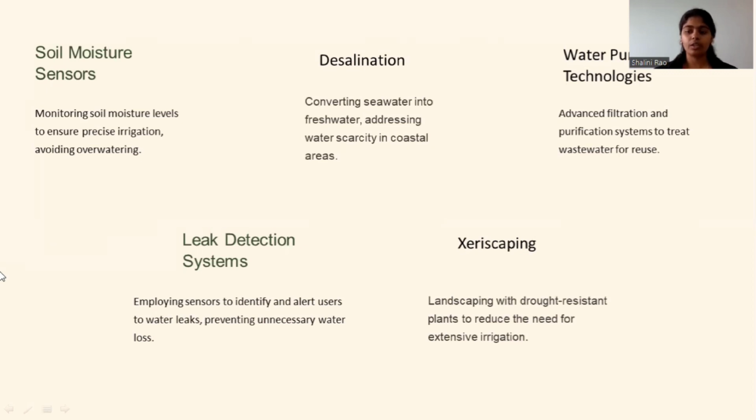treat wastewater for reuse. Leak detection systems: employing sensors to identify and alert users to water leaks, preventing unnecessary water loss. Xeriscaping: landscaping with drought-resistant plants to reduce the need for extensive irrigation.